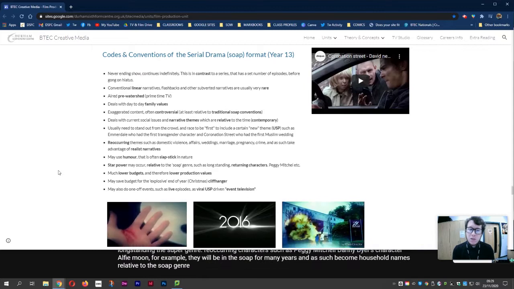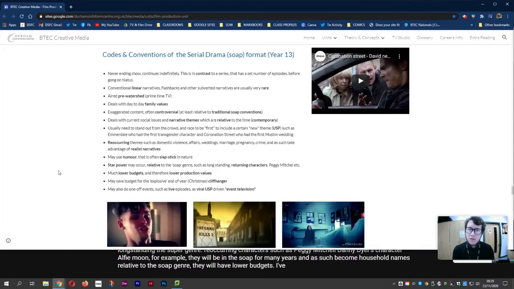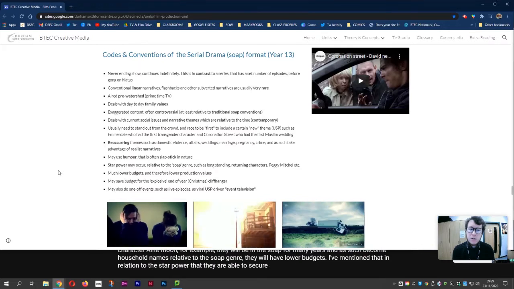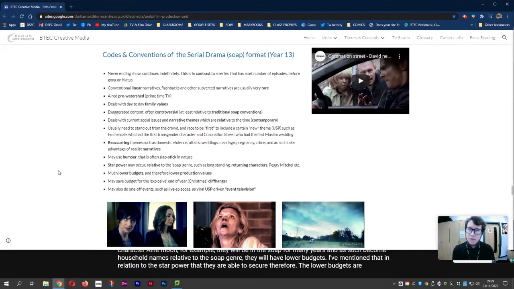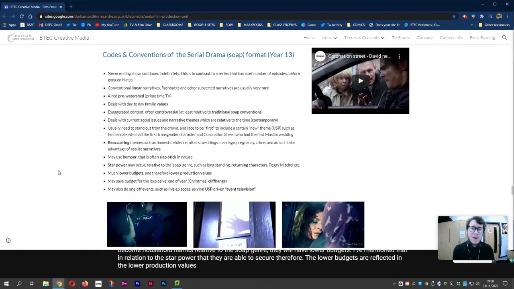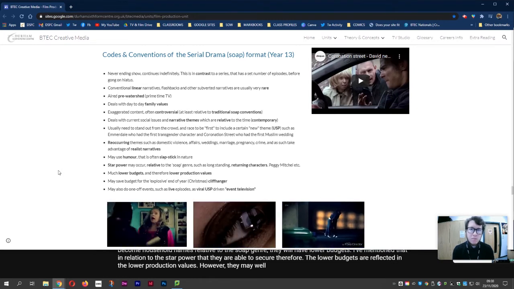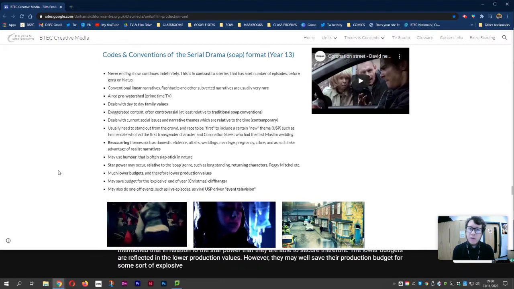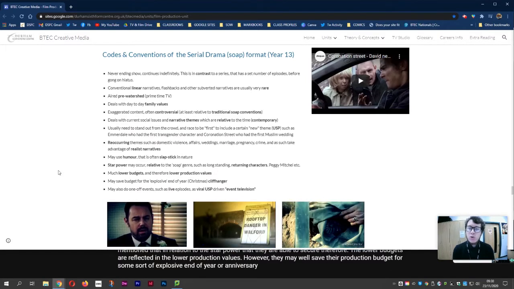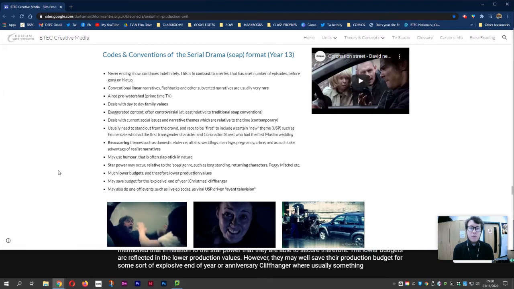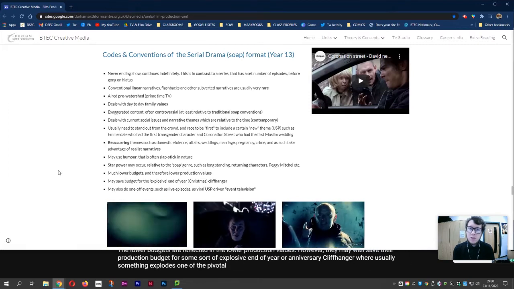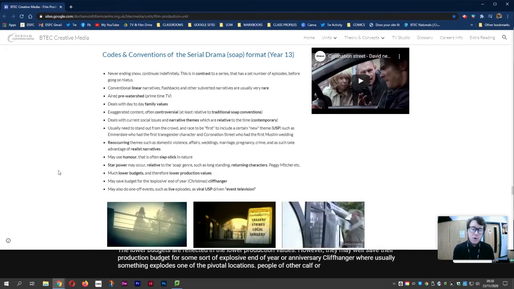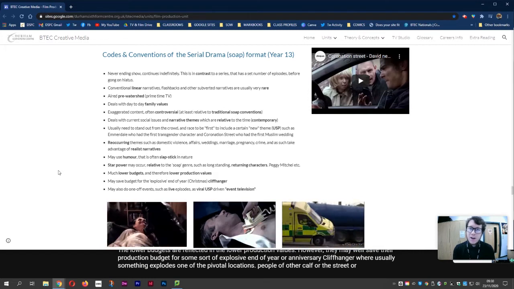They will have lower budgets. I've mentioned that in relation to the star power that they are able to secure. Therefore, the lower budgets are reflected in the lower production values. However, they may well save their production budget for some sort of explosive end-of-year or anniversary cliffhanger, where usually something explodes.